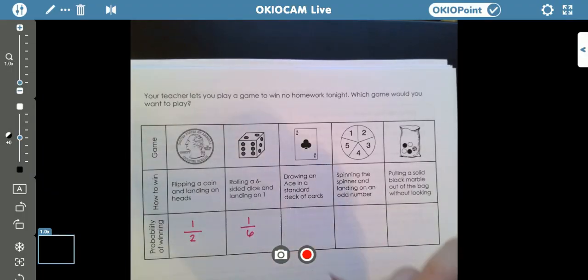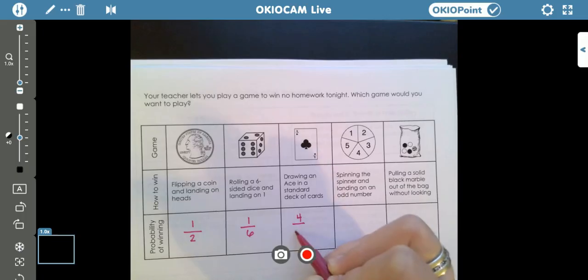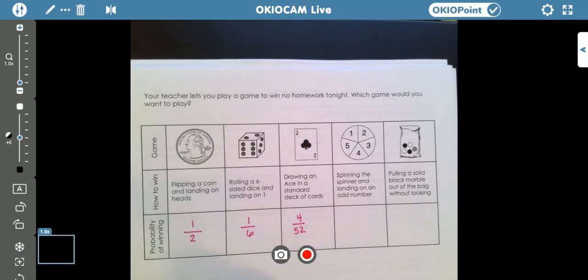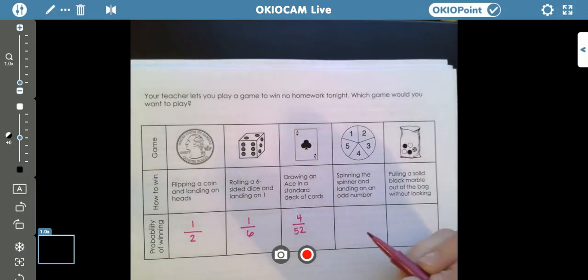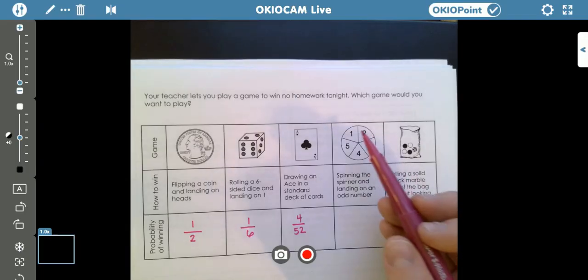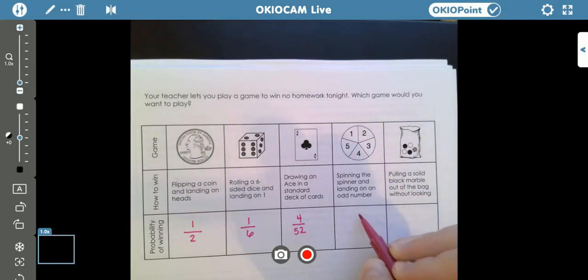Drawing an ace in a standard deck of cards. Now there are 4 aces and there are 52 cards in a standard deck of cards. Spinning the spinner and landing on an odd number. On this spinner, there are 3 odd numbers out of 5 total. And then pulling a solid black marble out of the bag without looking, there are 2 black marbles and 5 total possibilities. So trying to figure out which one we would want to do in order to win, you're going to want to change those to decimals or percents just so that we can compare them a little bit better.